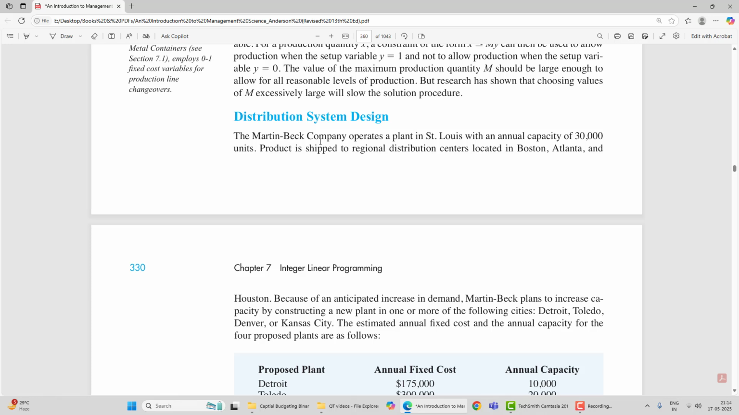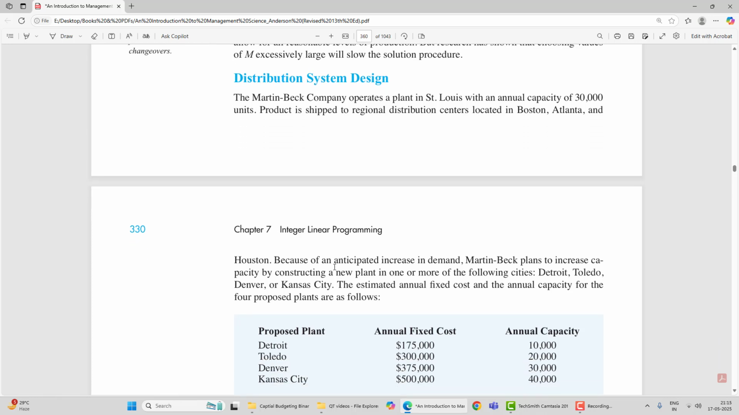The Martin Bake Company operates a plant in St. Louis with an annual capacity of 30,000 units. So they already have a plant in St. Louis, right? Product is shipped to regional distribution centers located in Boston, Atlanta, and Houston. Because of an anticipated increase in demand, Martin Bake plans to increase the capacity by constructing a new plant in one or more of the following cities: Detroit, Toledo, Denver, Kansas.